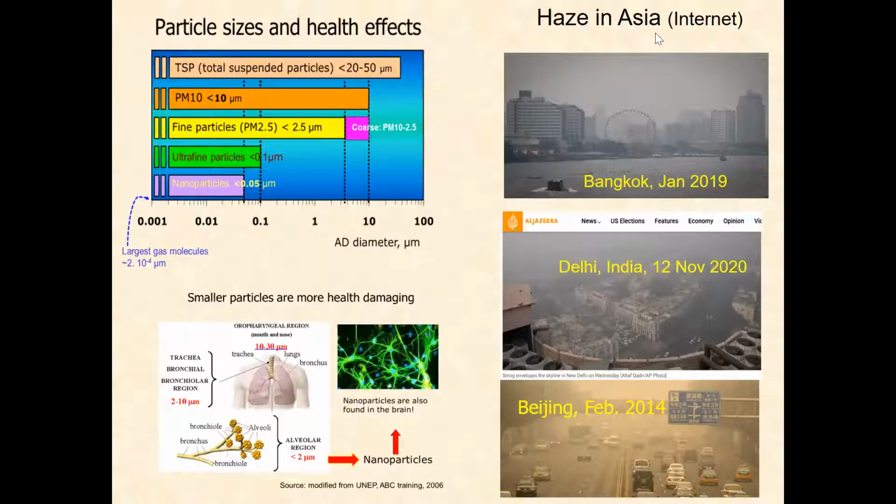The haze in Asia is actually very intense. So this is a picture showing Bangkok in January 2019, last year. Huge episodes. It caused a lot of concern from public and authority. So in India, nowadays, I downloaded a few days ago, and that is showing a picture of Delhi. And in Beijing, a couple of years ago.